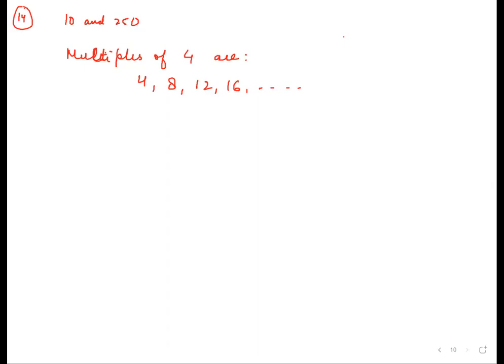Okay, so let's solve it then. So these are the multiples of 4. Now you have to find the multiples between 10 and 250. Clear? Yeah. So obviously 4 and 8 are not included.